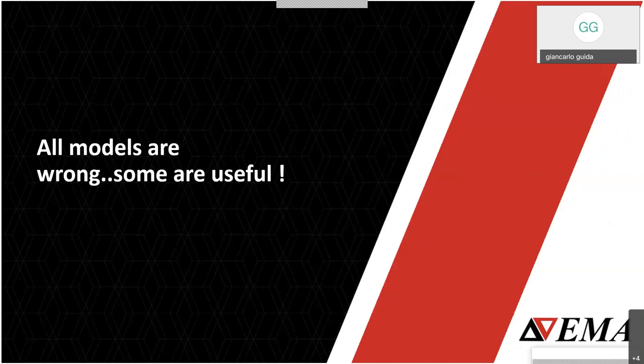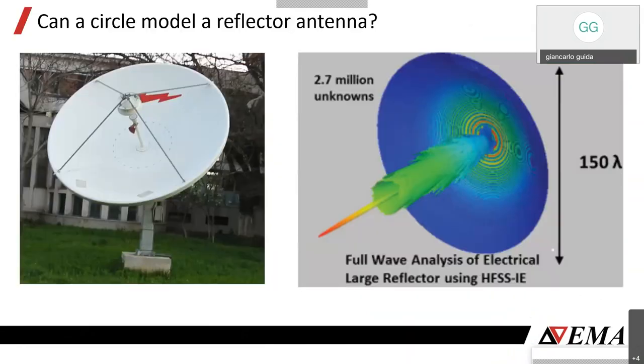Why all models are wrong is because when you model something, you neglect part of the reality and you take just what is important. But we should never give up. Never give up to look at the reality and extract what is really important. Look at this. This is a reflector antenna that was simulated in all the details with 2.7 million unknowns, and you got the good modeling of the reflector and the good far field.